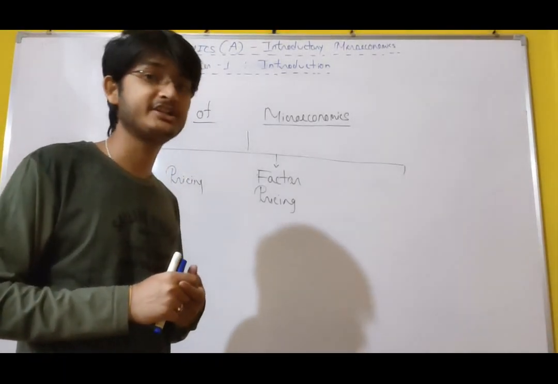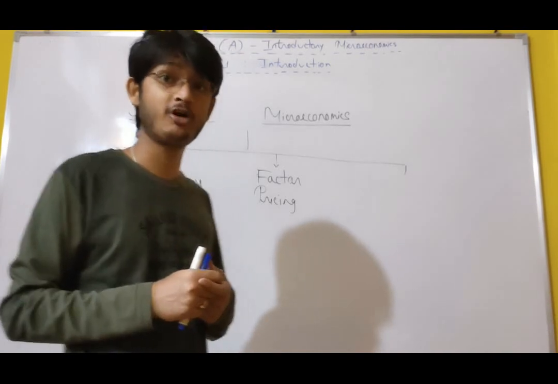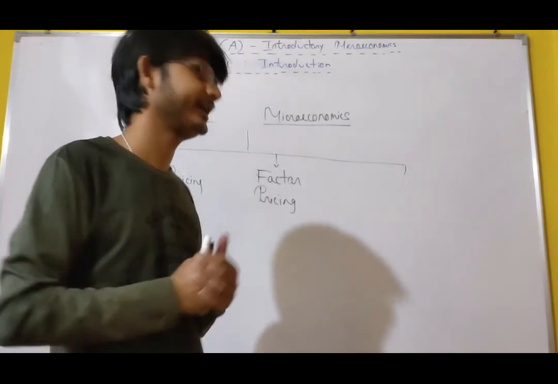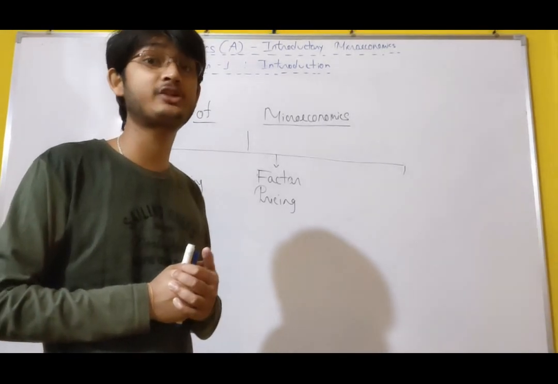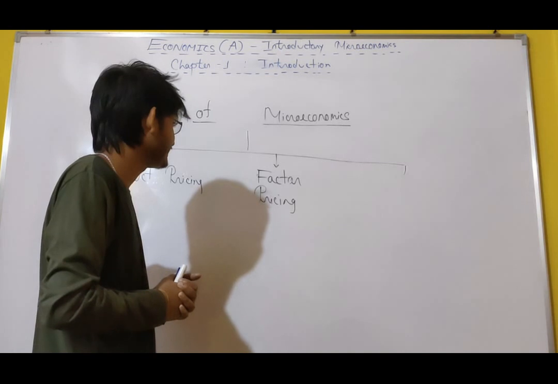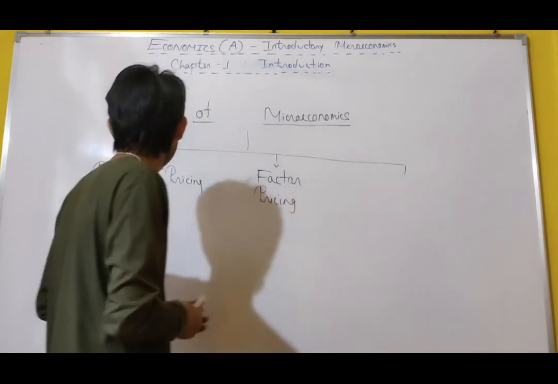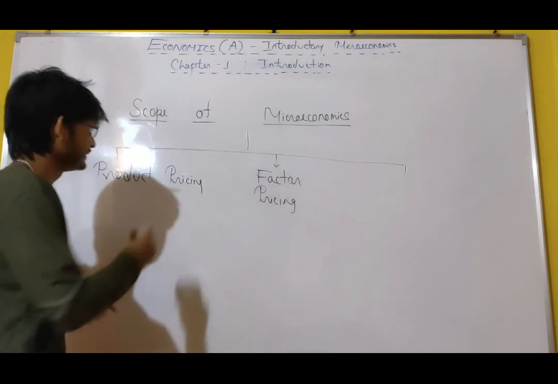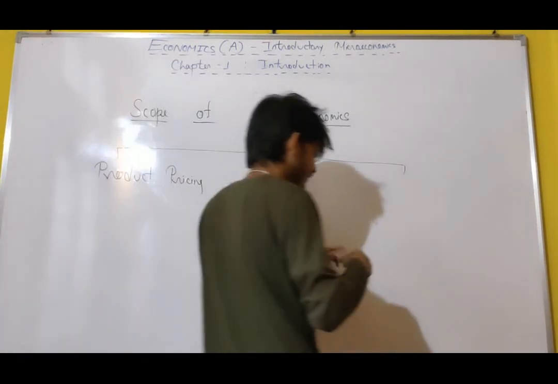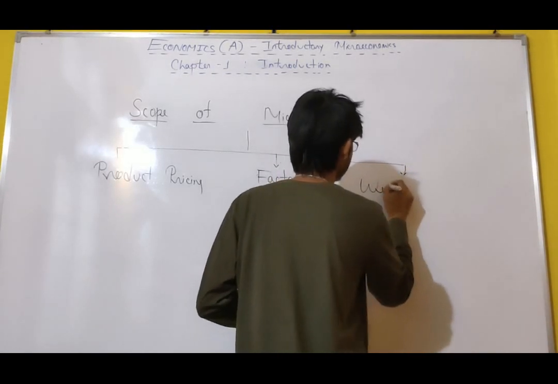entrepreneur. Wage is a remuneration or income, or we can say the price, for the labor. And interest is a price paid to the capital, which can also be said to be a remuneration paid to the capital. So students, there are two broad scopes, and again there is another one which deals with welfare economics.